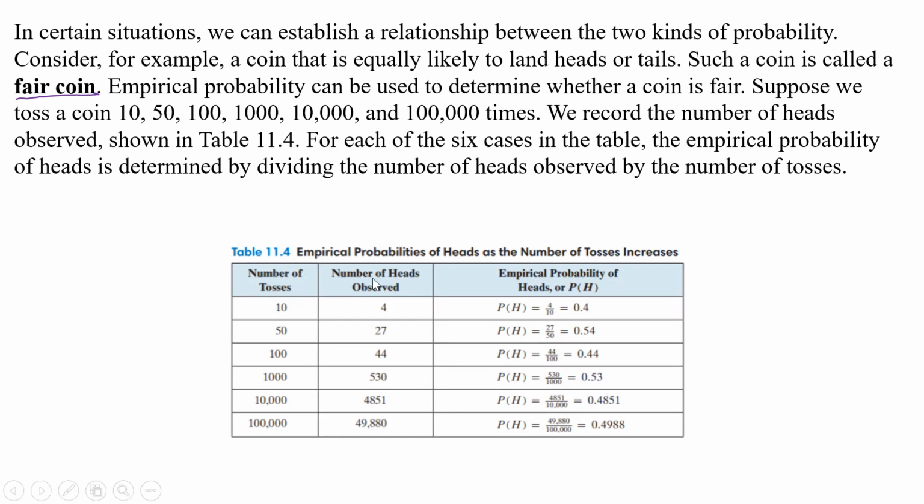So we're going to toss it 10 times. We observe 4 heads. So we take 4 divided by 10, and we get 0.4. Then we do it 50 times. So we take 27 divided by 50, and we get 0.54. Then we toss it 100 times. We find 44 heads. So we get 44 divided by 100, or 0.44. Then we do it 1,000 times, and we get 530. So we divide those, we get 0.53, and so on until we get to 100,000, where we get 49,880. So we get 0.4988.